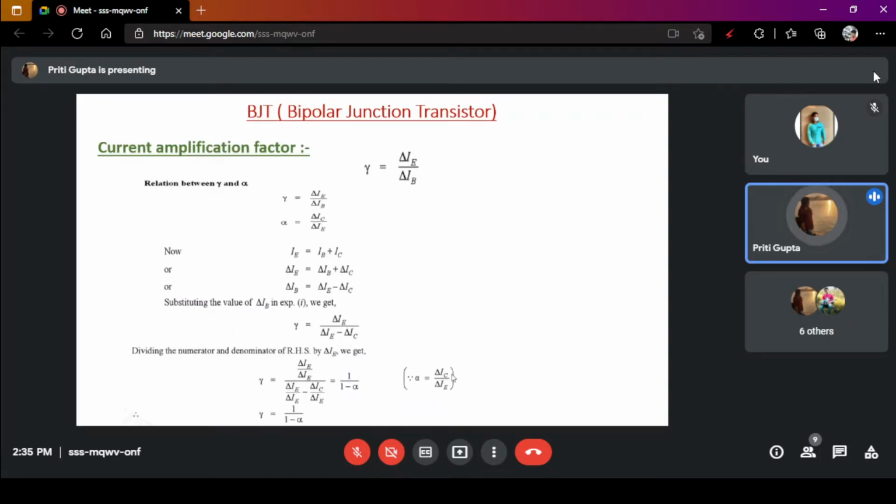Next, give a heading, current amplification factor. Now for CC configuration, current amplification factor is denoted by gamma. So alpha is for CB, beta is for CE, and for CC it is gamma. Okay.